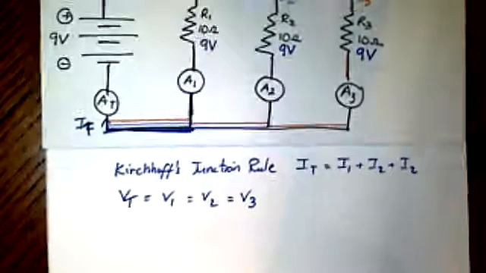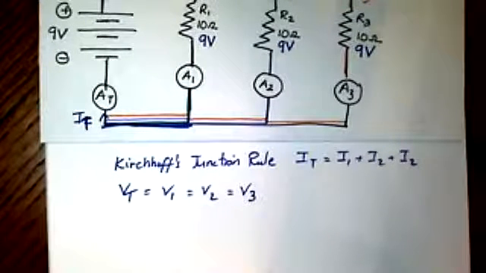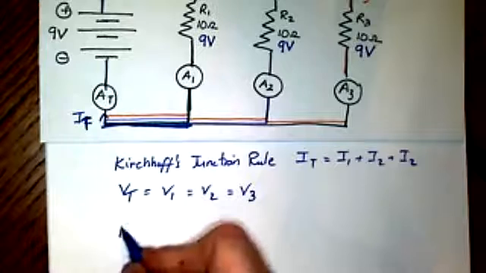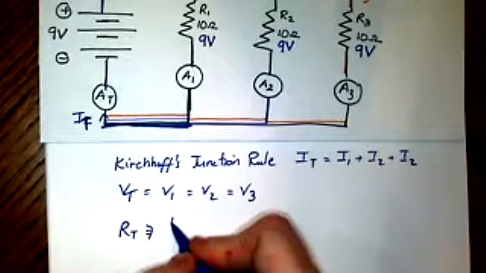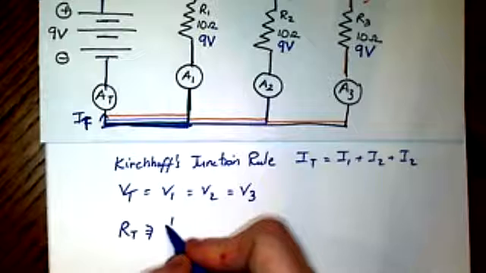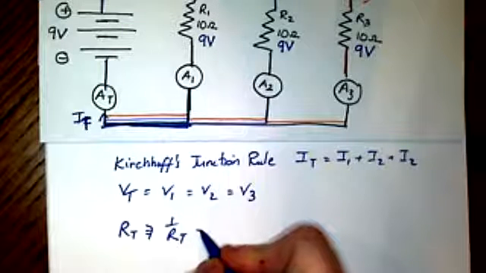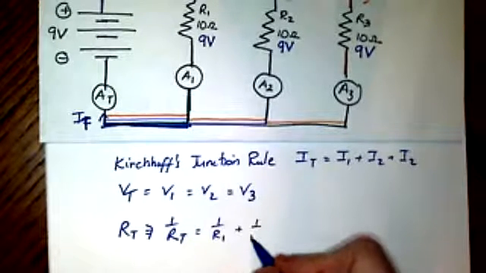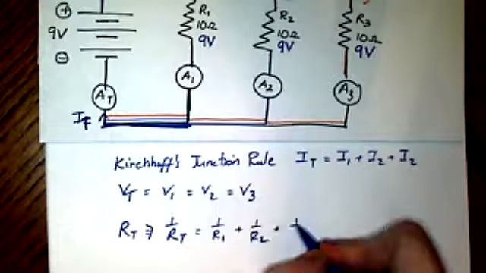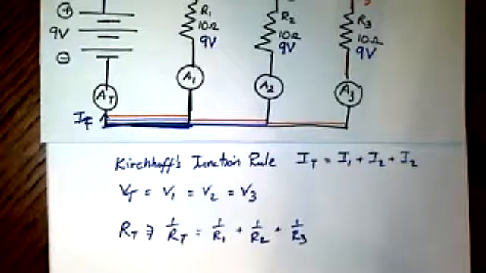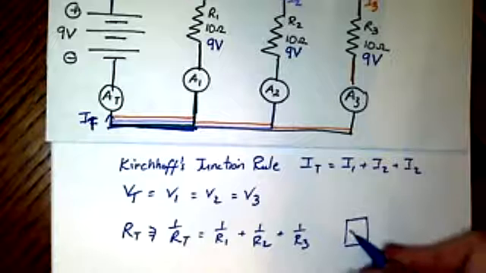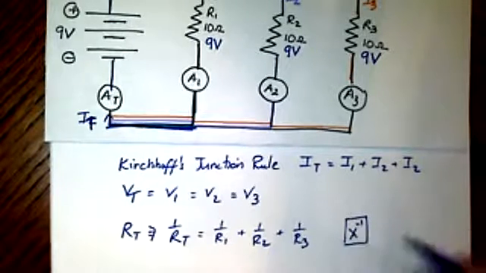The third piece of information you need to know about parallel circuits is calculating the total resistance or the equivalent resistance. The formula for that is 1 over RT equals 1 over R1 plus 1 over R2 plus 1 over R3. There's a fantastic button on your calculator which is going to do it all for you.